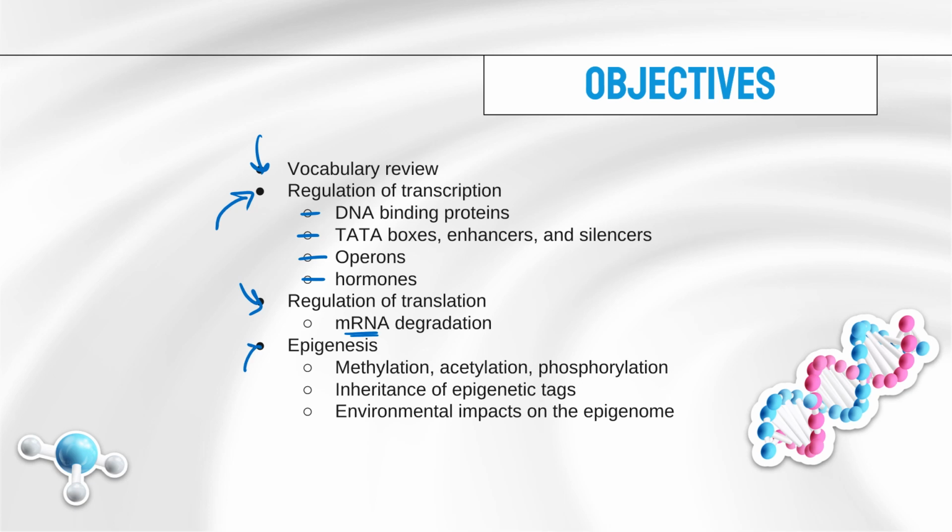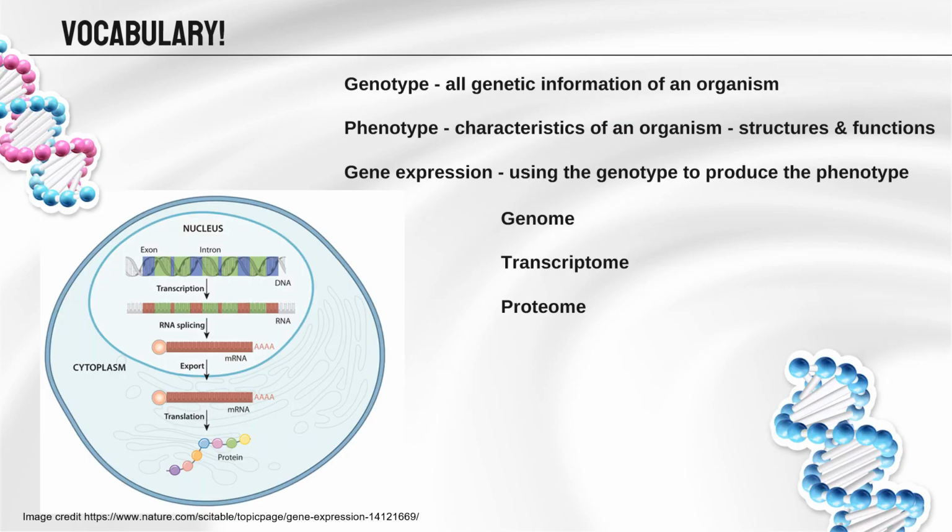We're also going to take a look at epigenesis, which is super cool, my friends. We're going to look at methylation, acetylation, and phosphorylation of DNA and of the histone proteins that our DNA wraps around. We're going to look at how some of those epigenetic tags, those methyl and acetyl groups, can be inherited and the environmental impacts on those different epigenetic tags. And as promised, a quick review of some vocabulary.